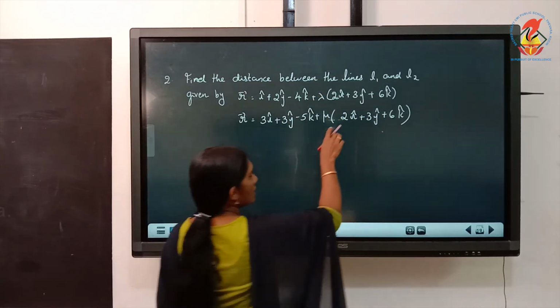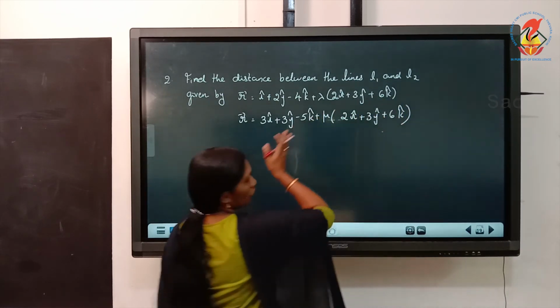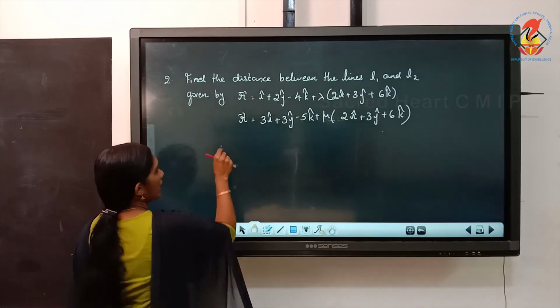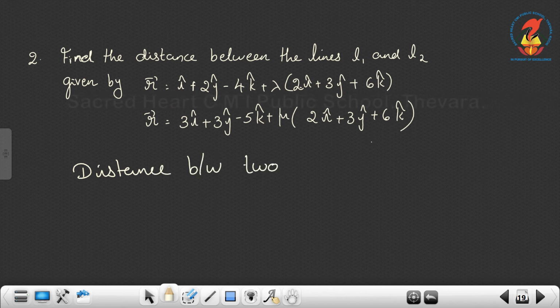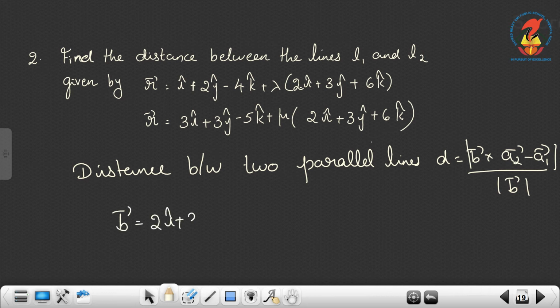So instead of 2, 3, 6, suppose here it was 4, 6 and 12. Then you have to take 2 outside, and the two brackets will be the same, so you can take that as B. Here I am first writing the formula for the distance between two parallel lines. Here the lines are parallel. D is equal to B cross (A2 minus A1) by mod B. So B means the second bracket. Here both are the same.